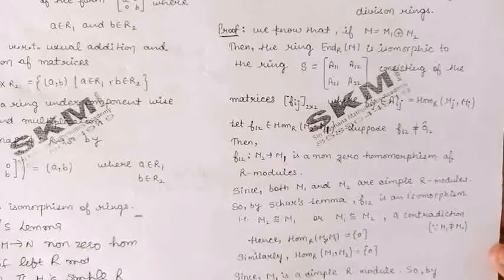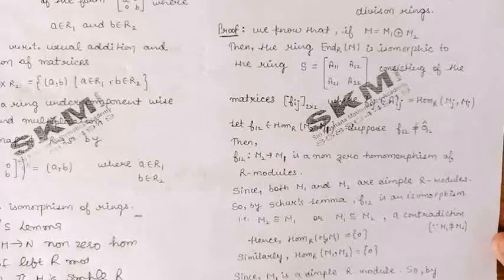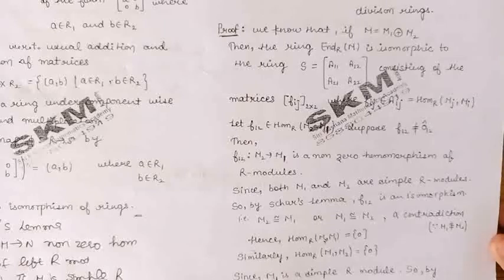Now, in order to prove this problem, we will use Schur's lemma. According to Schur's lemma, if we have two R modules, M and N, and F is a non-zero homomorphism from M into N, then if M is a simple R module, the homomorphism is 1-1. And if N is a simple R module, the homomorphism is onto. And if M is a simple R module, then the ring of endomorphisms of module M is a division ring. So let us use this lemma.